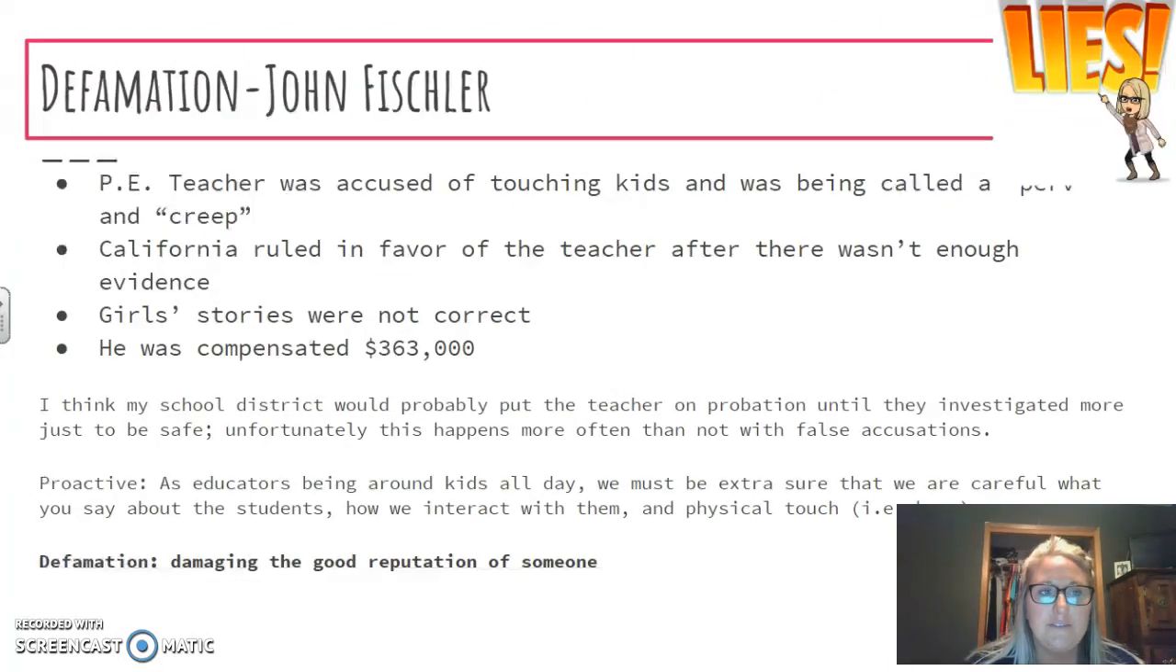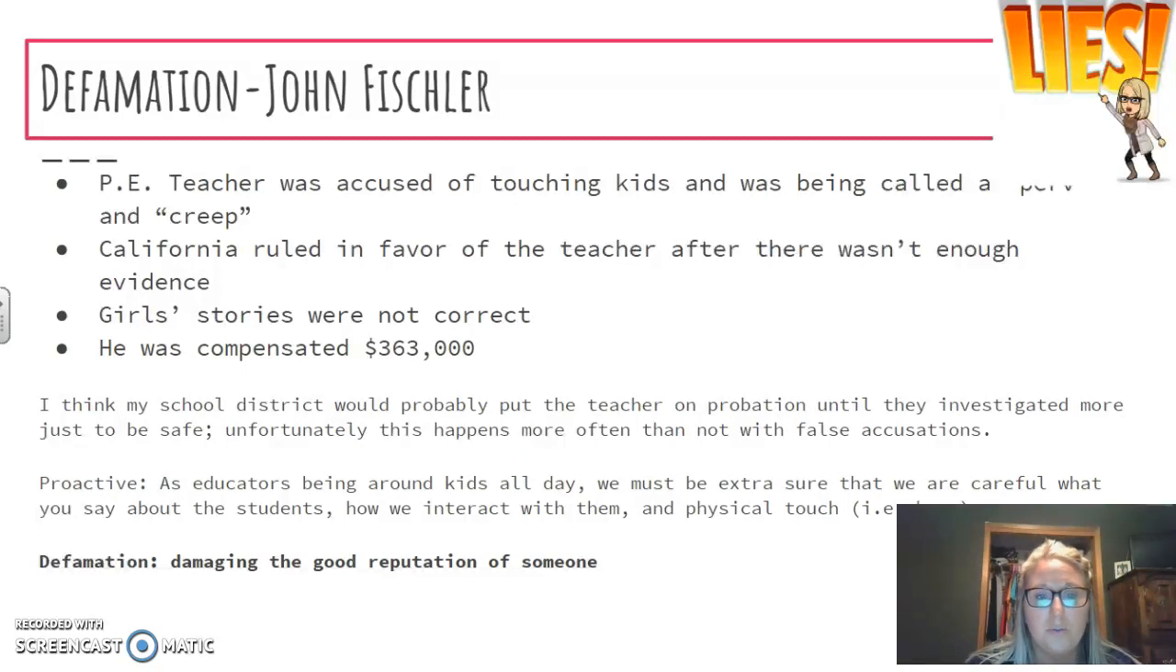The second case I found was defamation with John Fischler. This case was a PE teacher at a Catholic school where girls were spreading rumors and untrue stories, saying that the PE teacher was touching kids, and they were calling him a perv and a creep. The California court ruled in favor of the teacher because there wasn't enough evidence. They found the stories to not be correct, and the teacher was compensated $363,000.